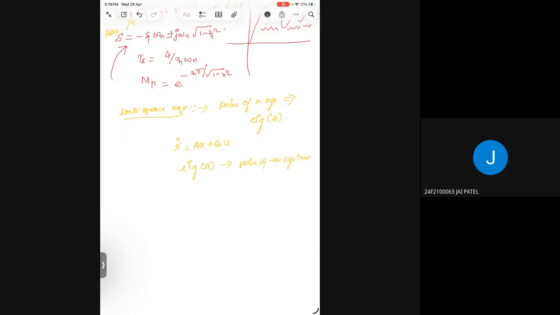So for a 2 cross 2 matrix, what is the number of poles you will get? Can you type it in the chat box?